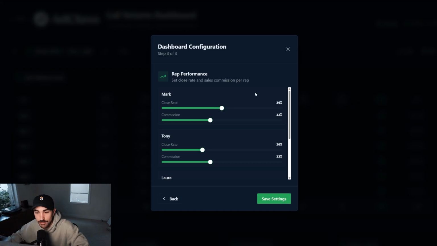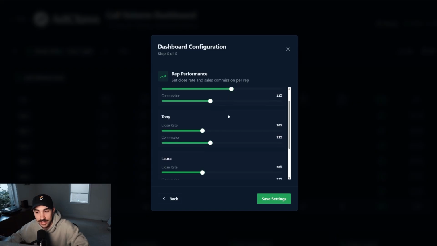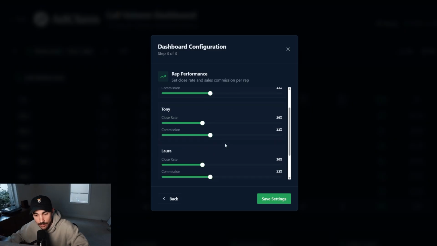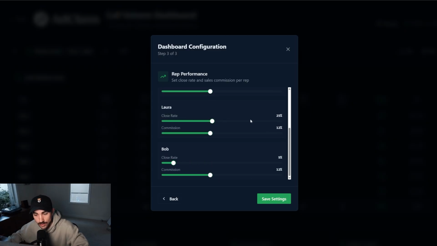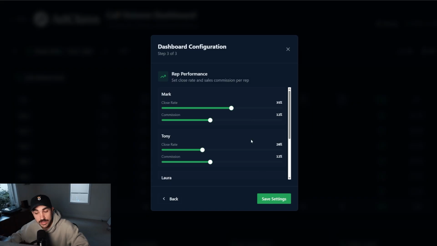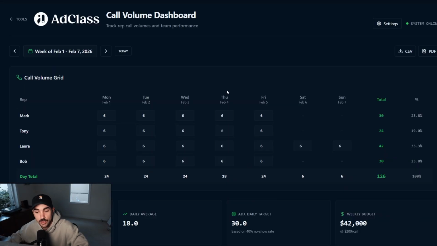And I'm going to say that Mark is a killer. He closes, let's say 35% of the guys who show up. Tony's at 20%. Let's say Laura's at 25%, and poor Bob is only closing at 5% right now, but we're still paying him a 12% commission. I'm going to push save.